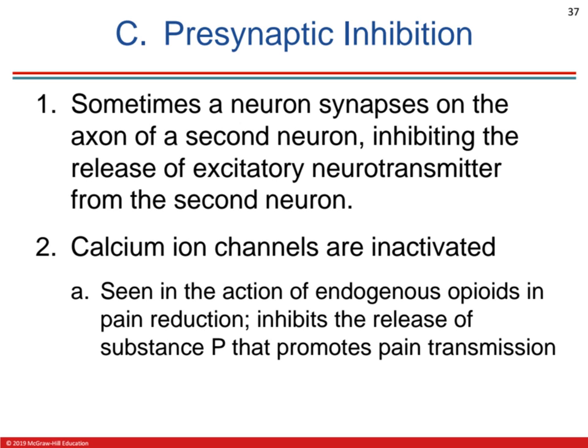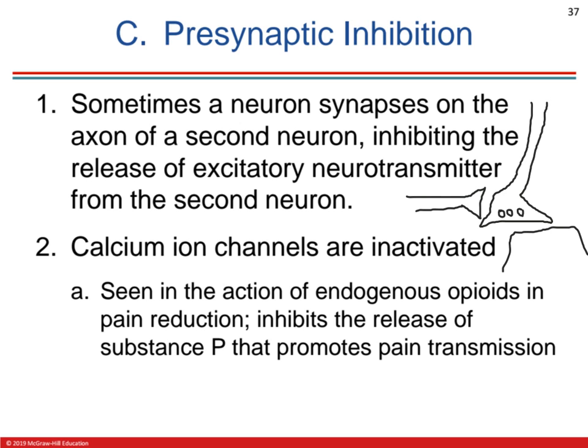So let me try and draw a little picture of what this looks like. So you have a neuron, and you have another neuron. Okay, and you have a postsynaptic neuron over here. So these are the synaptic vesicles. So this neuron here, let me see if I can get back to the laser pointer here. So this neuron here makes an axo-axonic synapse.